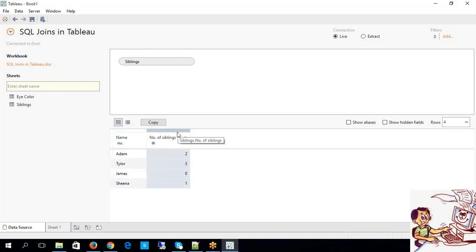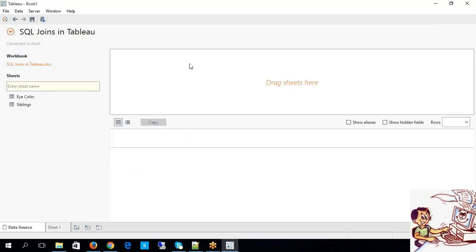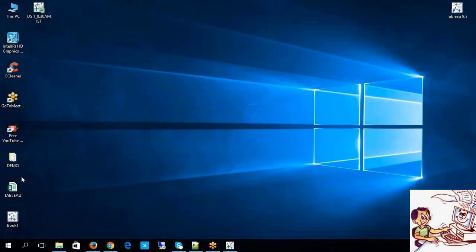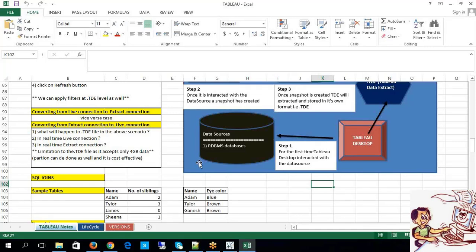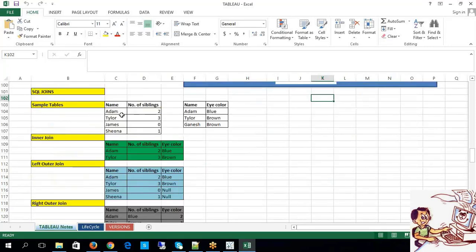Now, if you observe these two tables, are you seeing any common data? Any common fields? Yes, absolutely. Look at this. This is the siblings table and this is the iColor table, and these are the values. Now you tell me, guys, what is the common column between these two tables? Name, isn't it?